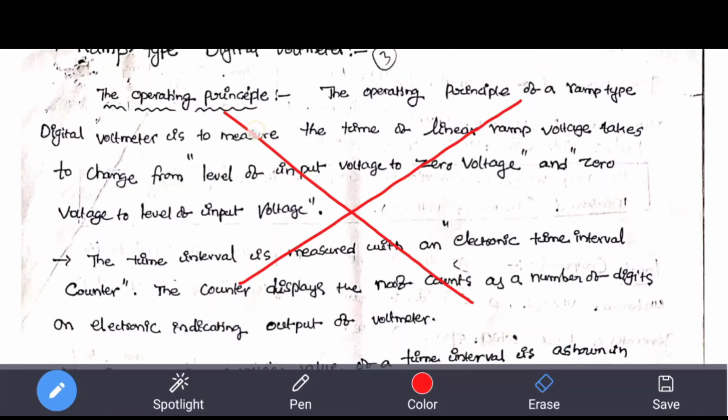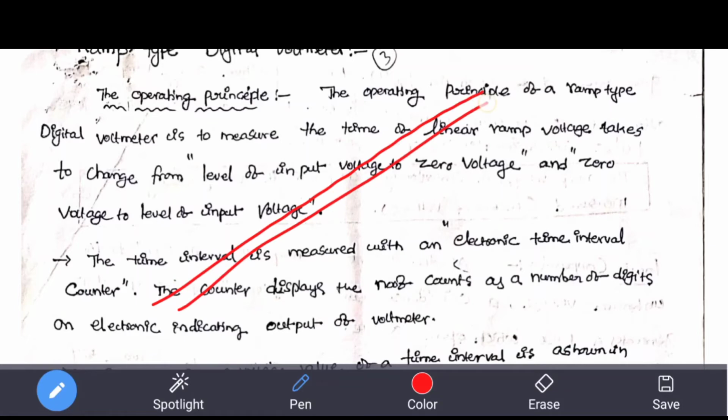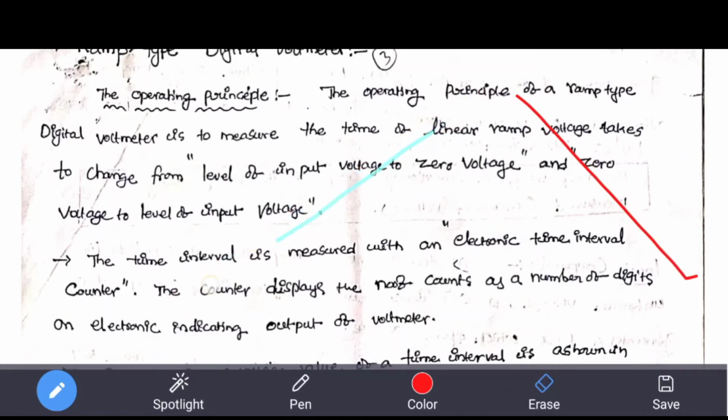Here we are using a negative ramp. In a ramp type voltmeter, if the voltage is increasing with respect to time, it is a positive ramp. If the voltage decreases with respect to time, it is a negative ramp. Okay, here we are using a negative ramp. The operating principle of a ramp type DVM is to measure the time of a linear ramp.